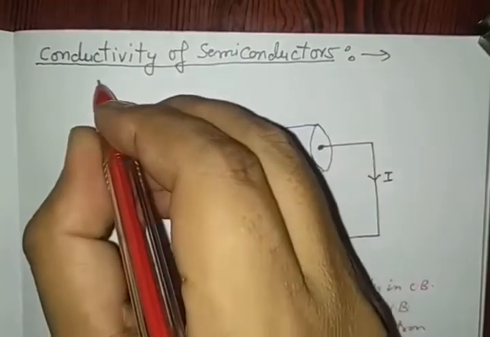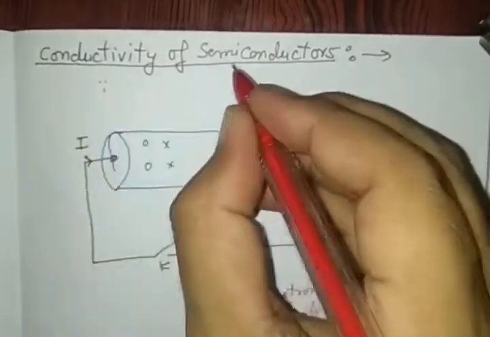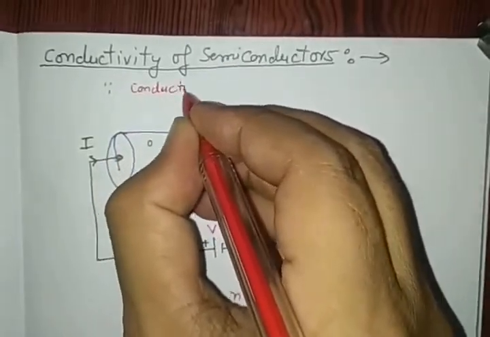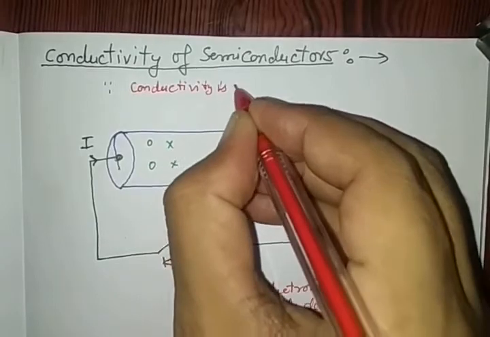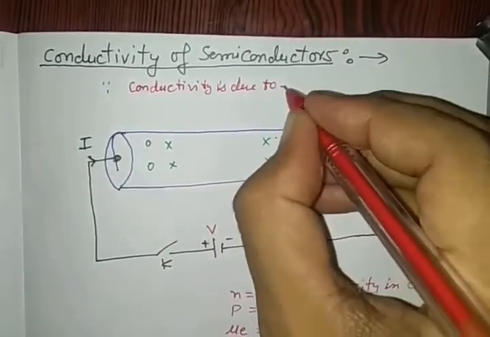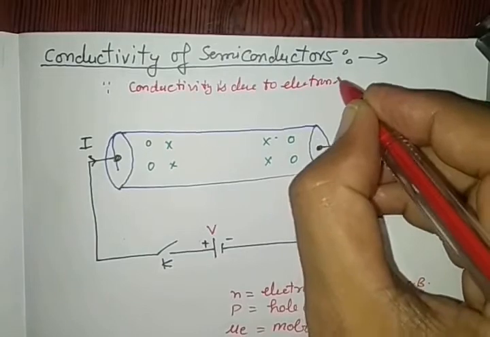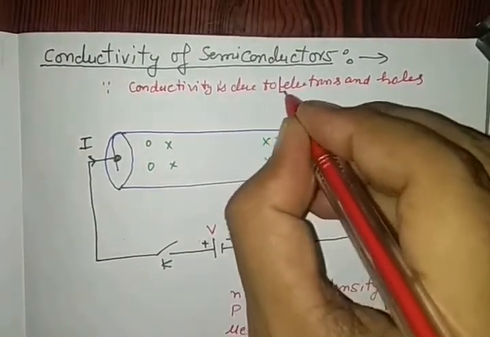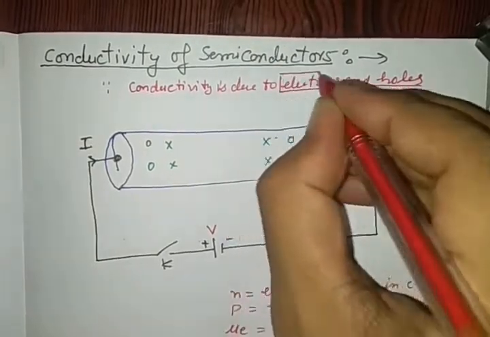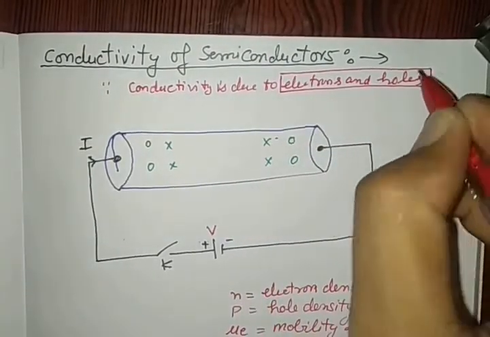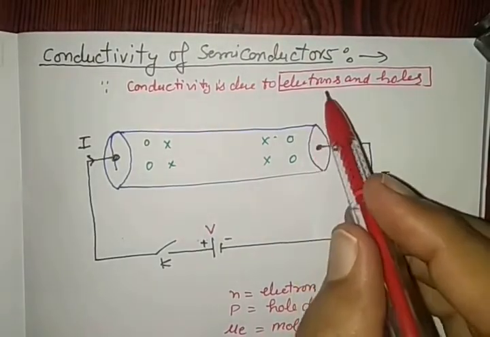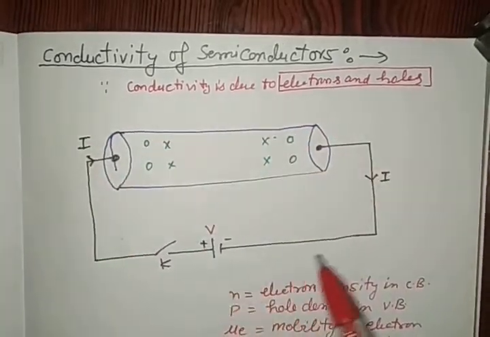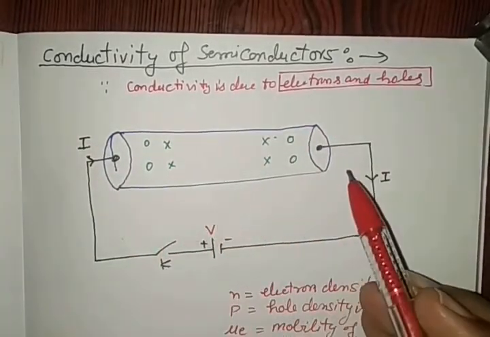In this topic, we know that in a semiconductor, conductivity is due to electrons and holes. Both are responsible for the conduction of current. So conductivity will surely depend on electrons and holes. Let us see how we can obtain the formula for the conductivity of a semiconductor.